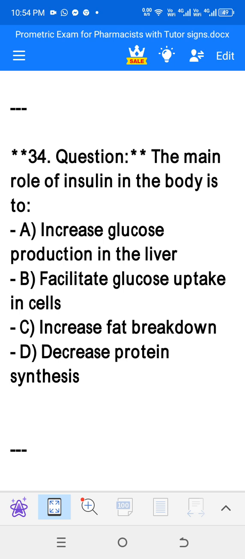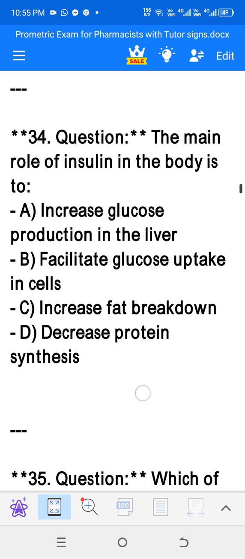Next, the main role of insulin in the body is to A. Increase glucose production in the liver. B. Facilitate glucose uptake in cells. C. Increase fat breakdown. D. Decrease protein synthesis. The right answer will be B. Facilitate glucose uptake in cells. Insulin's primary function is to promote the uptake of glucose into cells, especially in muscle and adipose tissue, lowering blood glucose levels.